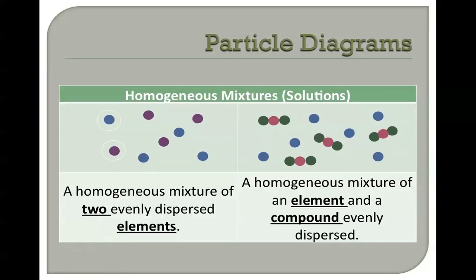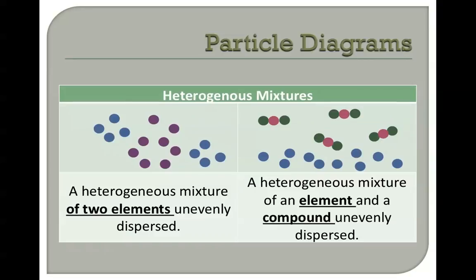So on the left, the two I'm circling make it a mixture because I automatically have two different types of particles. And then same thing on the right. I have an element and a compound, and then they're dispersed within each other, so that makes it a mixture as well. Finally, the heterogeneous mixture, visually what you'll see is them being clumped together. On the left, we have two elements that are unevenly dispersed. And then on the right, we have an element and a compound that are unevenly dispersed. So again, as soon as you see two different types of particles in your drawings, that identifies it as a mixture, and then you need to look at how they're dispersed throughout the mixture.